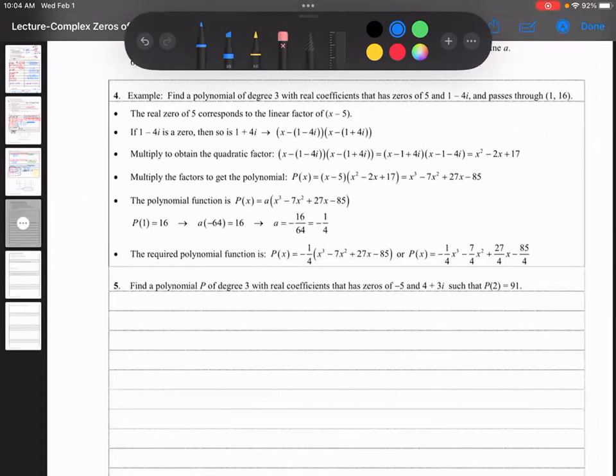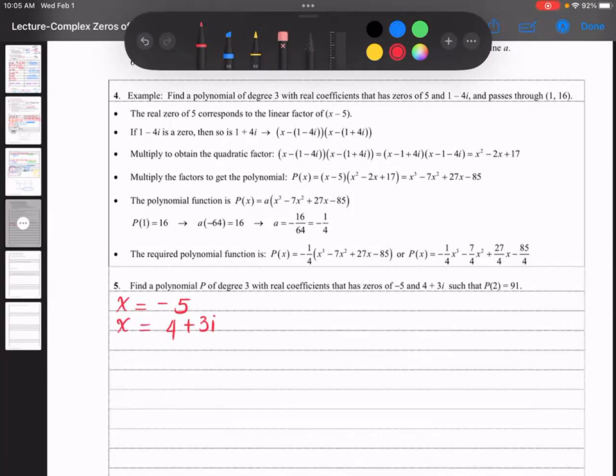Number 5: find a polynomial P of degree 3 with real coefficients that has zeros of negative 5 and 4 plus 3i. So I was given two of the solutions, at least. One solution is x equals negative 5. That's my real one. And the imaginary one would be x equals 4 plus 3i. But it's degree 3, so we should have 3 solutions. How come they only give us 2?